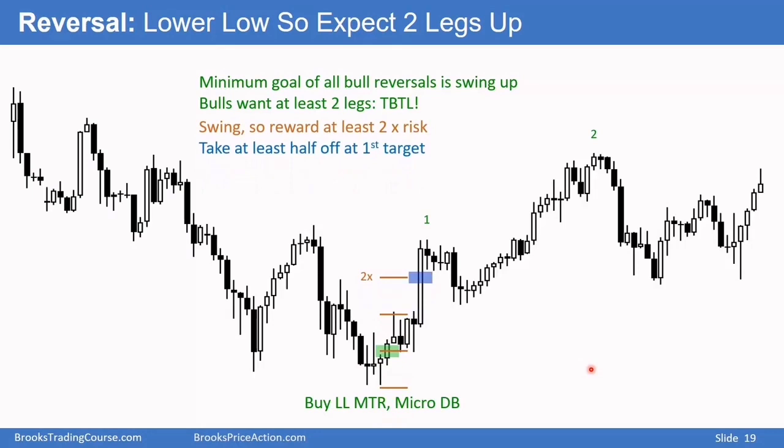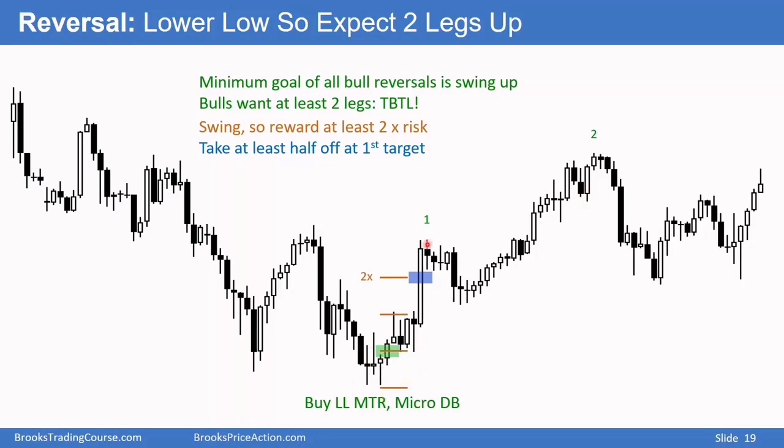It's a swing trade. In general, it's good to take off half of your position at 2 times your risk. You buy here, initial risk is here. This is 1 times your risk, that's 2 times your risk. It's reasonable to take half of your position off there and then swing the rest. Stop is down here, below the bottom of your signal bar.